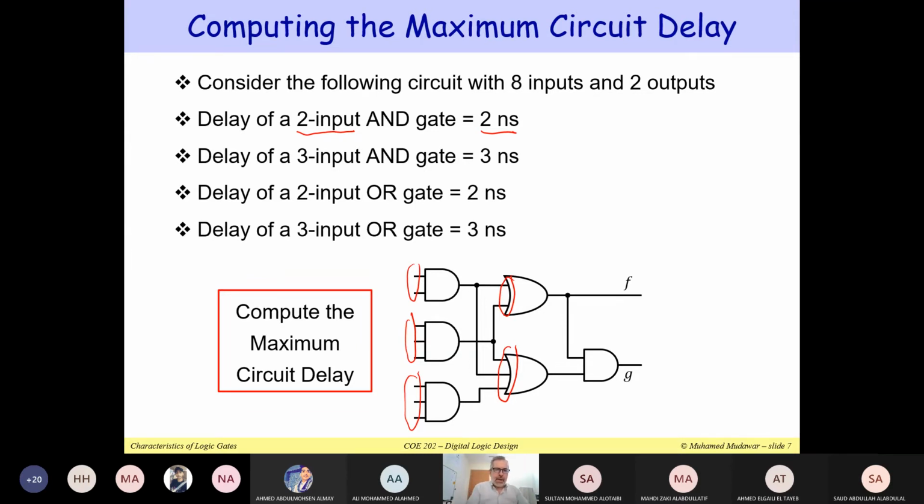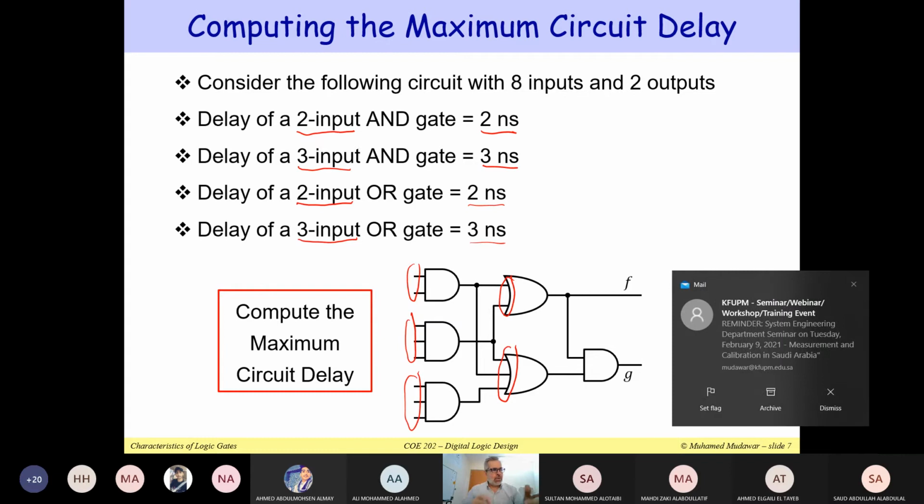Now, the delay of a 3-input AND gate is given as 3 nanoseconds. So it's not the same. It takes longer, so therefore the 3-input AND gate is slower. The delay inside the gate is longer, and therefore it takes more time for the output to change in the case of a 3-input AND gate. Also, in the case of the OR gate, if it is a 2-input OR gate, the delay is 2 nanoseconds, the same thing as in the case of the AND. And in the case of the 3-input OR gate, it is 3 nanoseconds. So you notice that these delays are not the same.